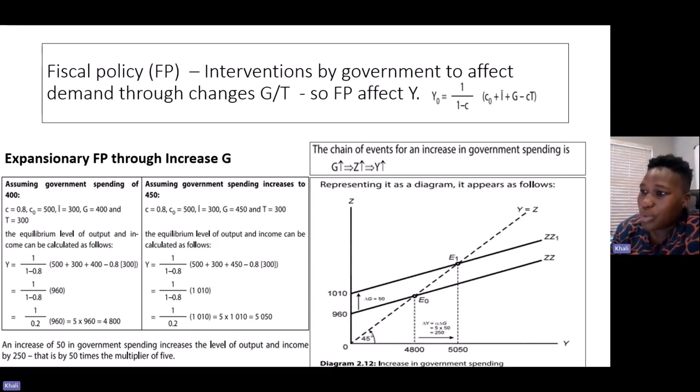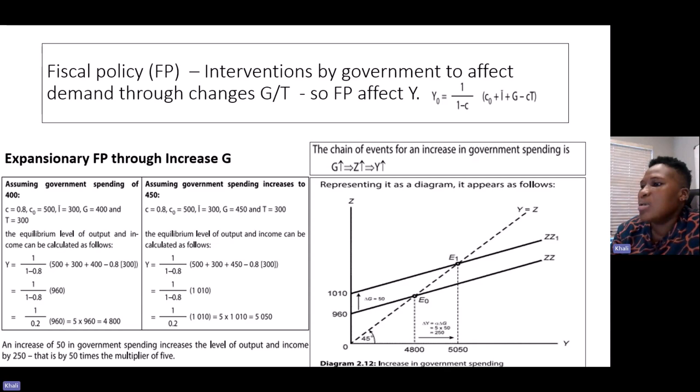Marginal propensity to consume is 0.8. Autonomous consumption is 500. Investment is 300. Government spending is 400 and taxes are 300. And the question is for you to calculate what? The equilibrium level of output. Like I said in our previous example, we just need to calculate autonomous spending and the multiplier. So we plug in those values. Where we see marginal propensity to consume, which is C, we replace that with 0.8. And where we see C0, we replace it with 500.